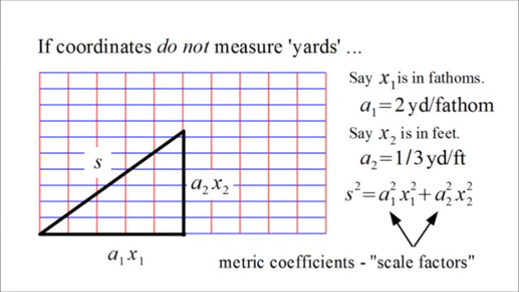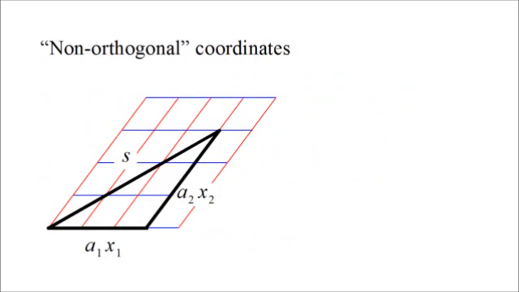Another thing that can happen is that the coordinate axes are not at right angles. These are called non-orthogonal coordinates. Suppose the angle between the axes is theta, and we've used the scale factors a1 and a2 as before, so that the sides of the triangle are all measured in yards. The Pythagorean theorem only works for right triangles. So if theta is not 90 degrees, we have to make a right triangle with the green lines shown here.